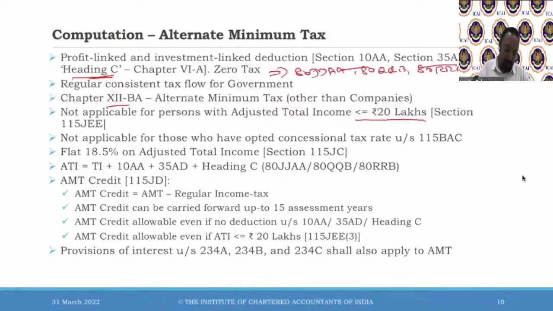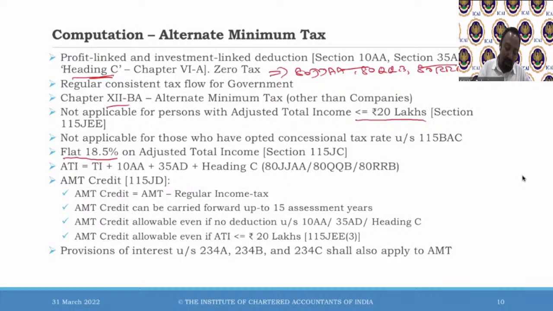This alternate minimum tax is discussed under chapter 12BA, and it provides for a flat 18.5% on adjusted total income. So you calculate adjusted total income. What is adjusted total income? Before giving these deductions, the 10AA, 35AD, the heading C of chapter 6A, whatever is your adjusted total income, on that you calculate a flat 18.5%. There is no slab rate. You say 18.5% and compare.